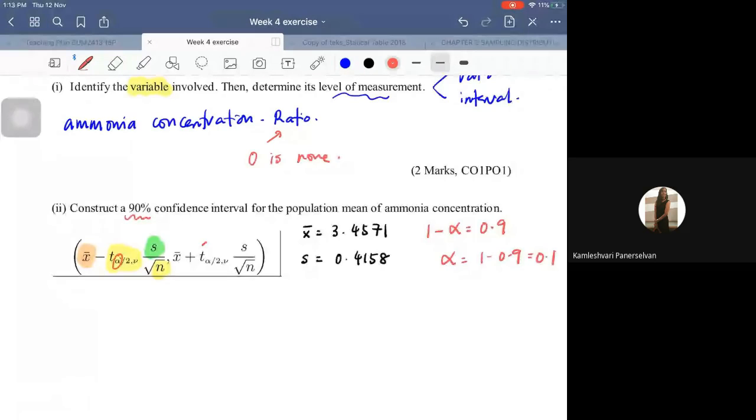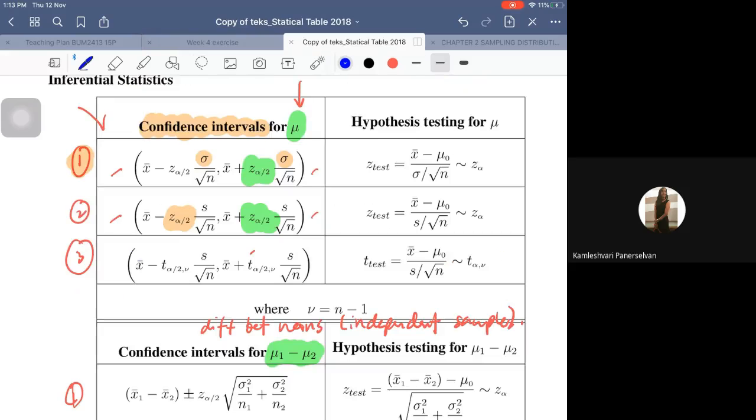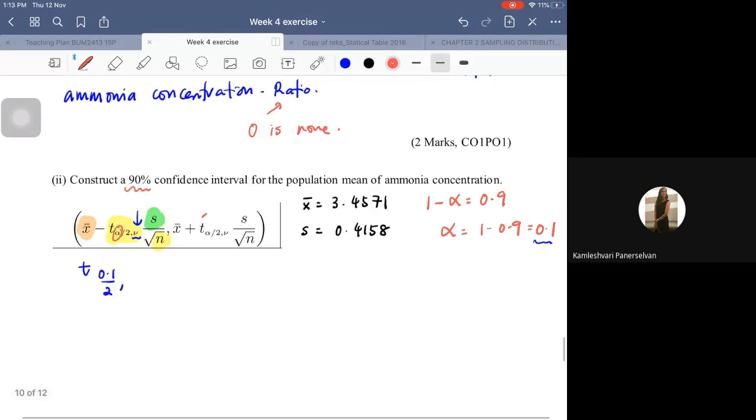Therefore, when I want to find t alpha over 2, alpha is 0.1, so it's going to be 0.1 over 2. And then I need to find the value of nu. According to the formula over here, it's already written down that nu is equal to n minus 1. This is actually not v, it is called nu. So what is the nu value for this case? I'm going to have 7 minus 1 because my n is 7. So 7 minus 1 equals 6.